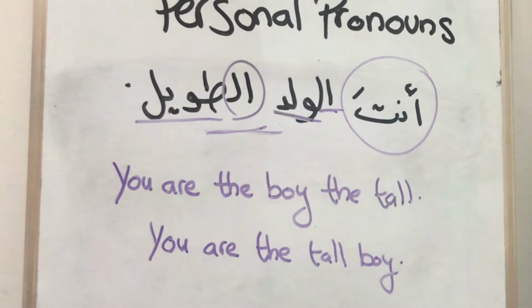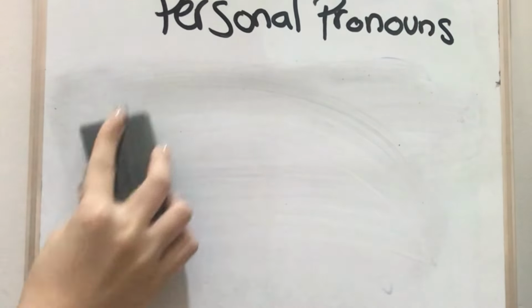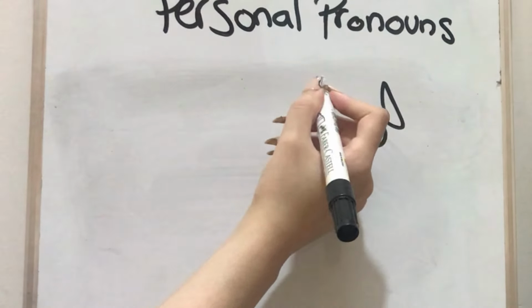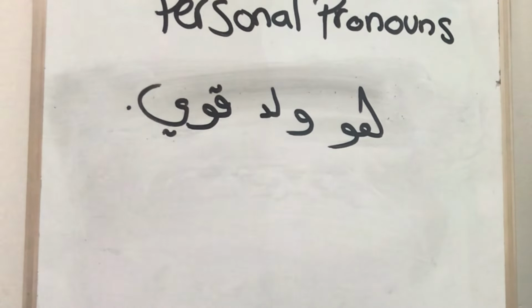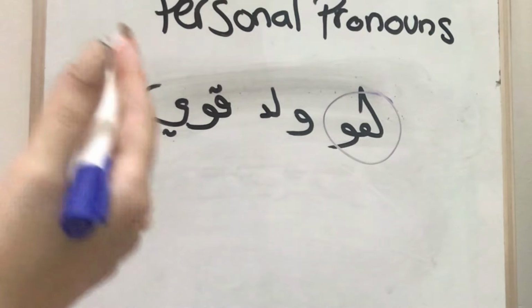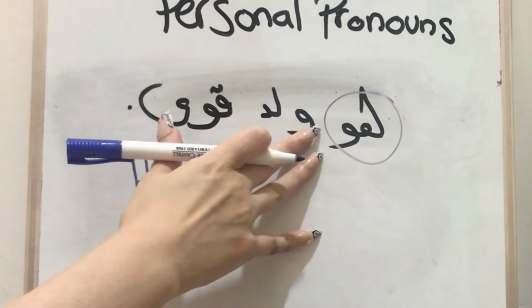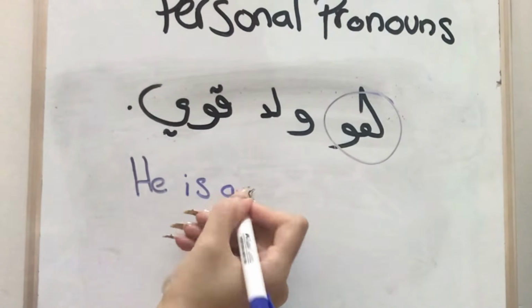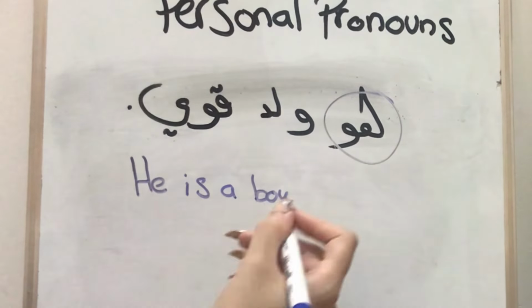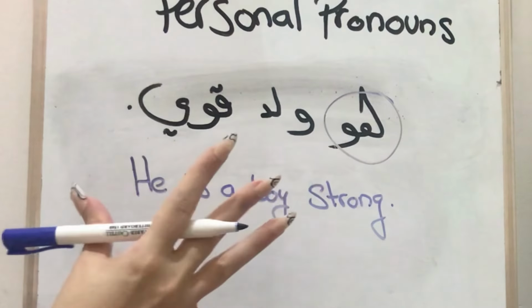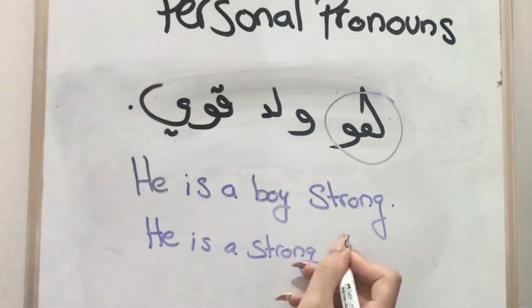Next sentence, I'm also going to write it in Arabic and I want you to translate it into English. You can write your answers in the comment section. هو ولد قوي. Let's do it. هو, he is. There is no ال, so it's going to be a. ولد is boy. قوي, strong. Again, this doesn't sound right in English, so we say he is a strong boy instead of he is a boy strong.